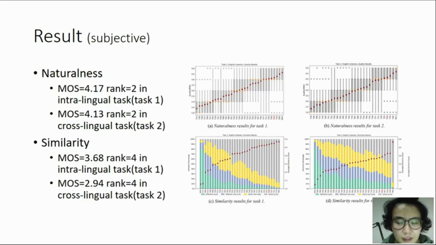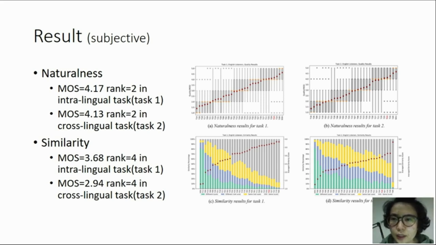Well, in the VCC 2020 official report, there are subjective tests and objective tests. We mainly focus on subjective results. The subjective test includes 2 items, naturalness and similarity. We got MOS 4.17 in the intralingual voice conversion task, which is task 1, and 4.13 in the cross-lingual conversion task, which is task 2. Both rank 2 among all the teams.